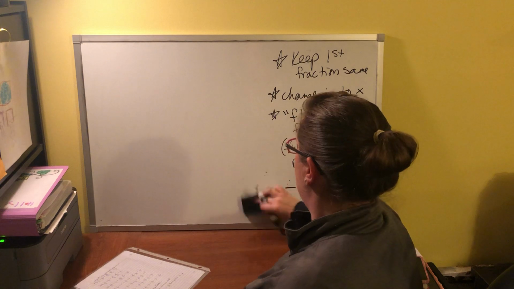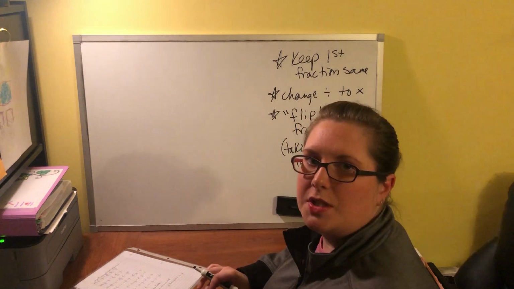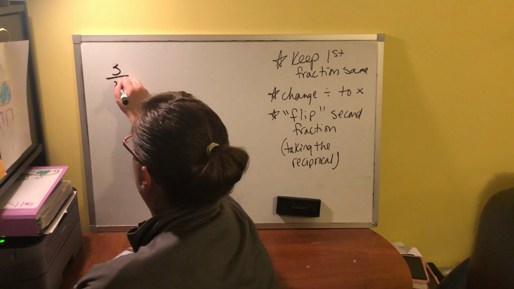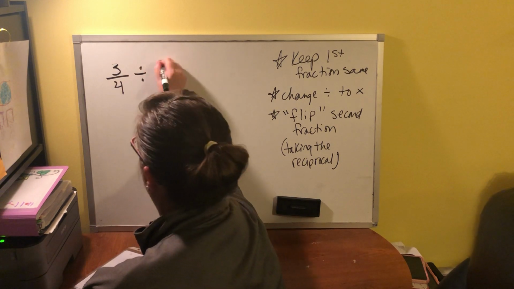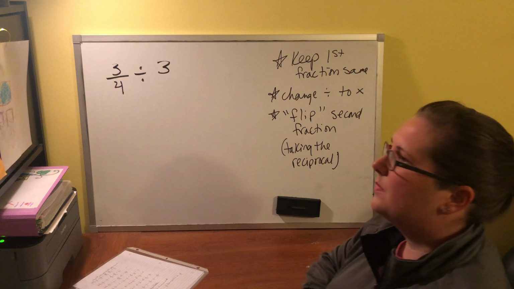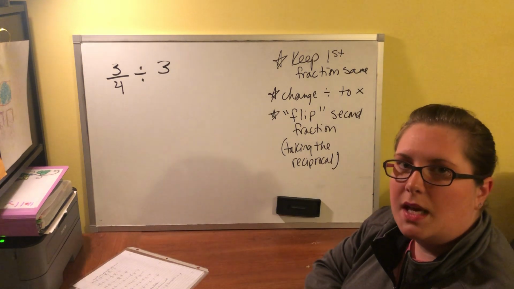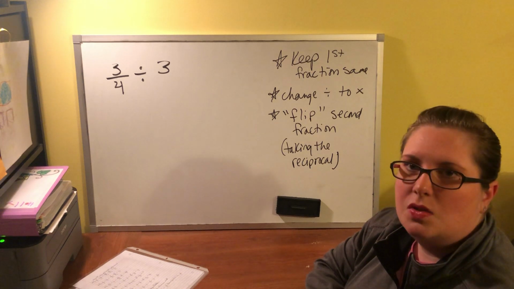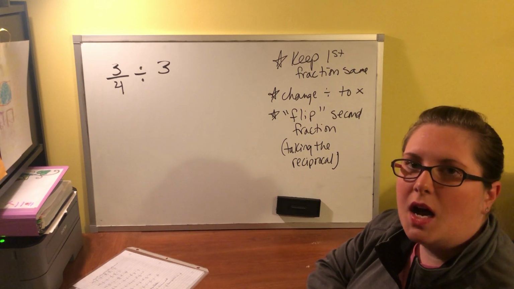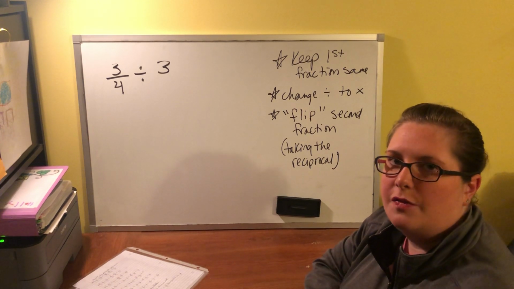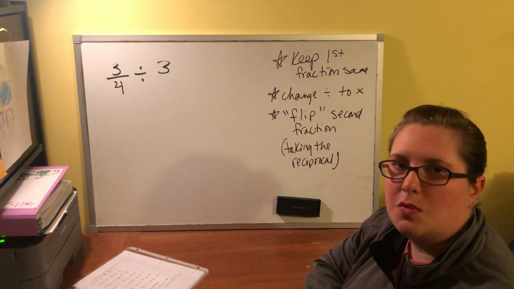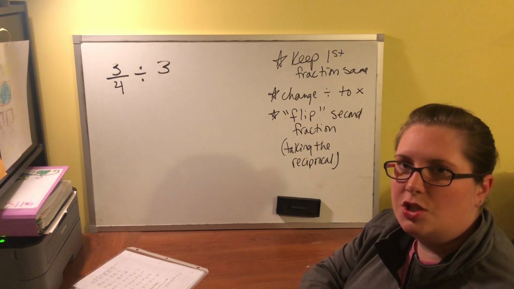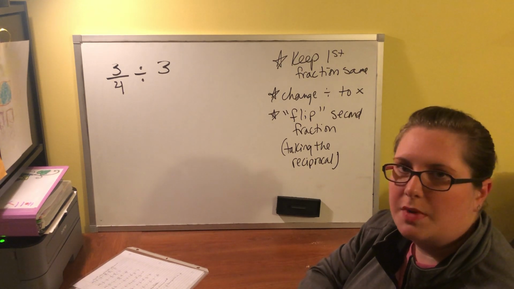Now, you're not always going to be given two fractions. Sometimes you're going to be given whole numbers. So let's look at 3/4 divided by whole number 3. So just like multiplication, you cannot divide fractions with whole numbers. You can only divide fractions by fractions. Okay, it's the same thing as multiplication. Multiplication, you have to multiply fractions by fractions. Division, you have to divide a fraction by fraction.